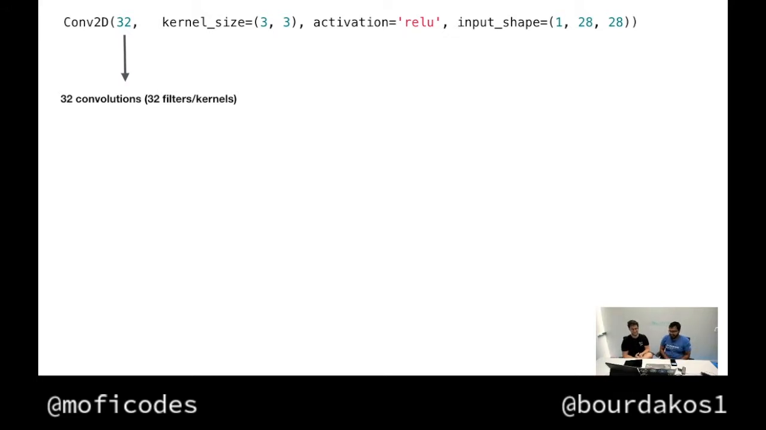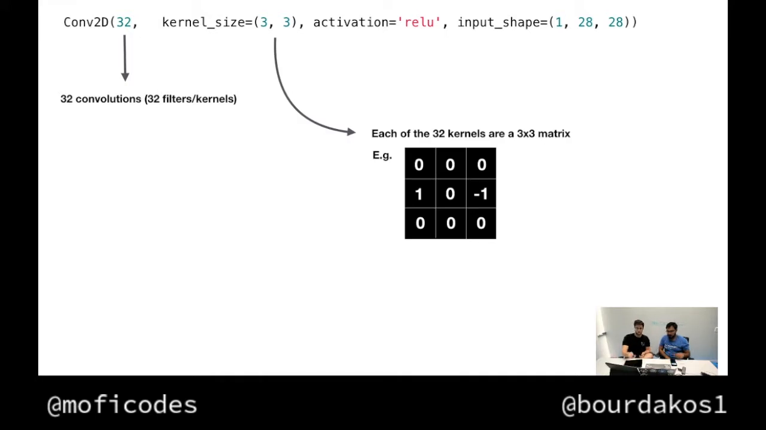Okay. So we have 32 of these filters, and that's just a bunch of weights. With 32 filters and a 3 by 3 kernel size, that's essentially 3 times 3 times 32. That's how many weights we're trying to learn. And this is what one of these 32 kernels might look like. It's the same 1, 0, -1 sort of thing that we saw earlier.